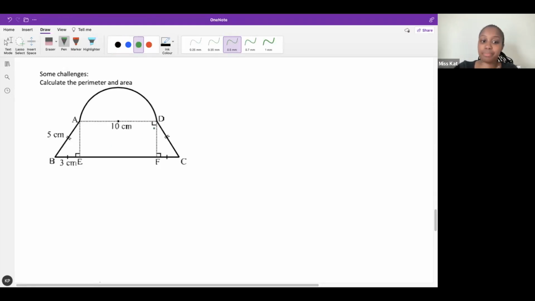ADFE is a rectangle. So if AD is 10 centimeters, then how long is EF? We're in the rectangle now. Thank you. You must just fill in the properties that are going to make this useful for you. It is 10 centimeters, so this is also 10 centimeters.